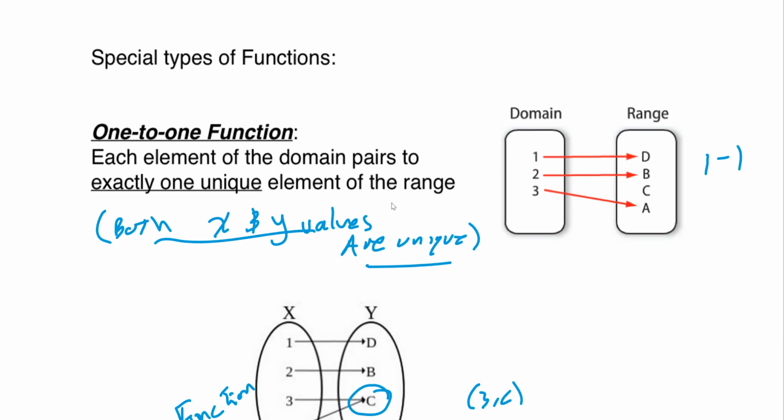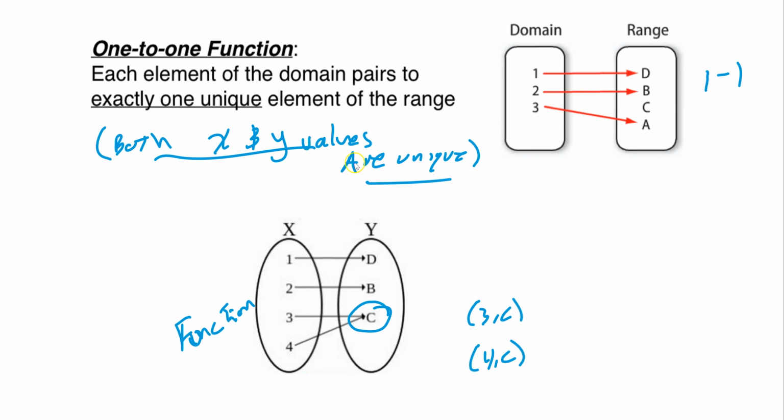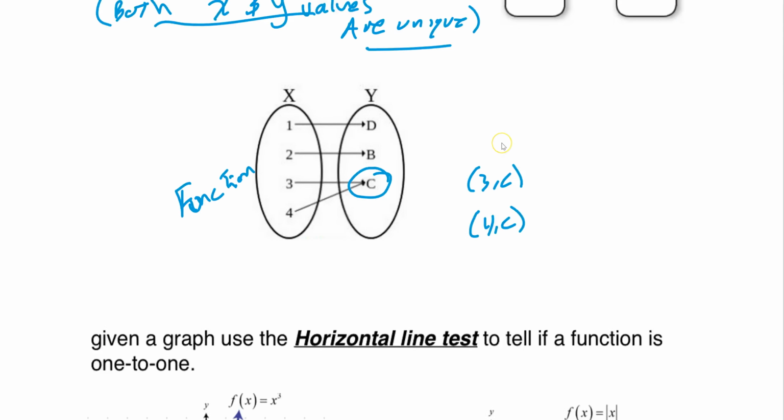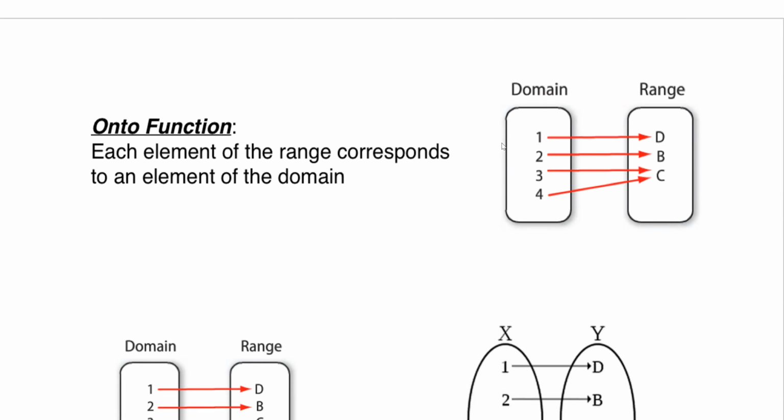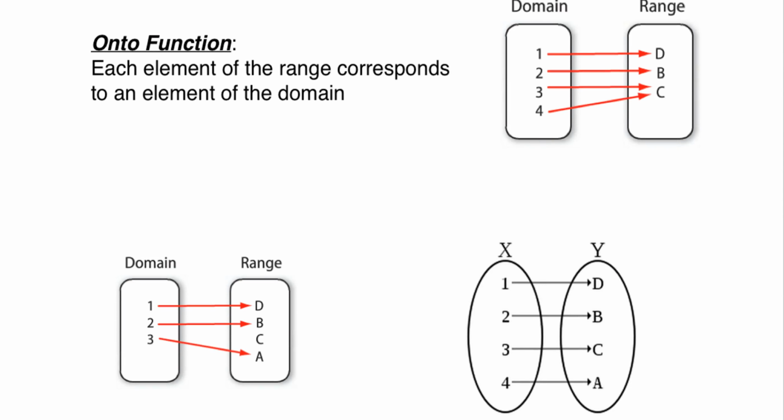So that's a one-to-one function, right? All the x's and all the y's are different. So on the function, you only care about the x's, and a one-to-one function, you care about both. Now we have an onto function. Onto just means all the y values get used. So all the range gets used.